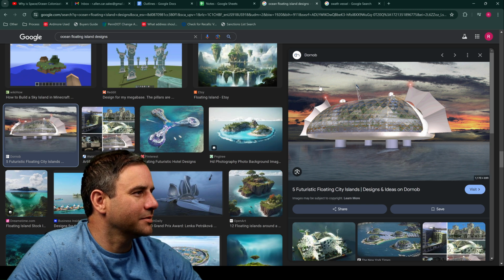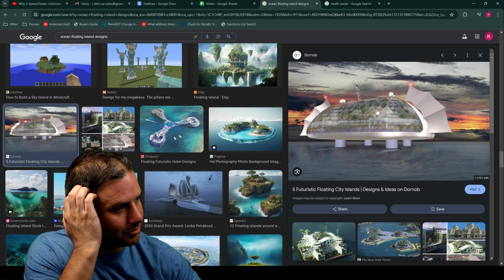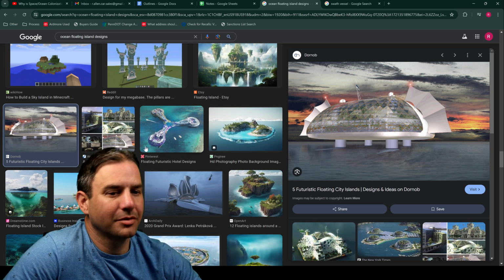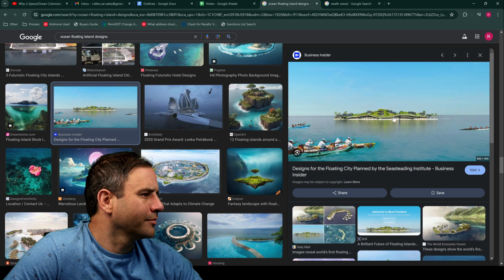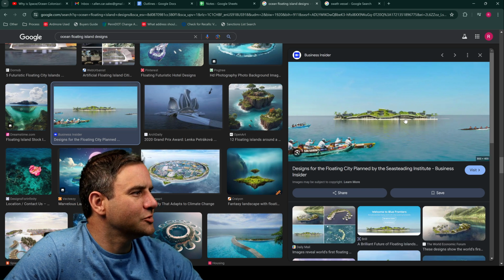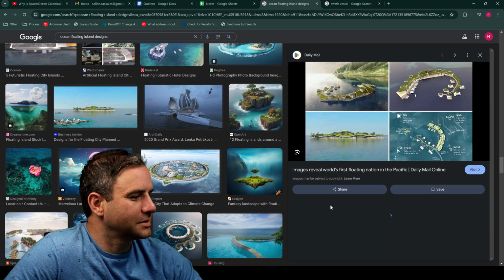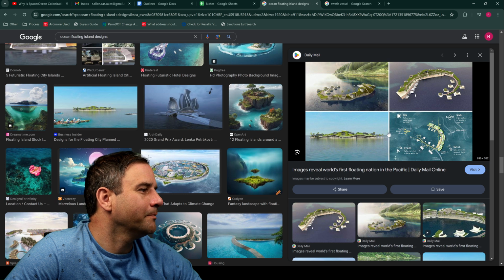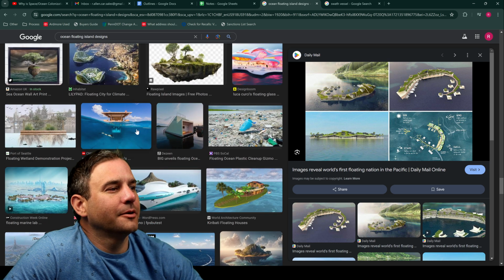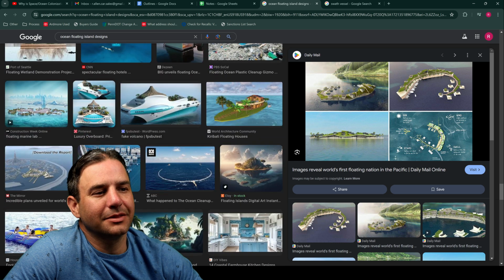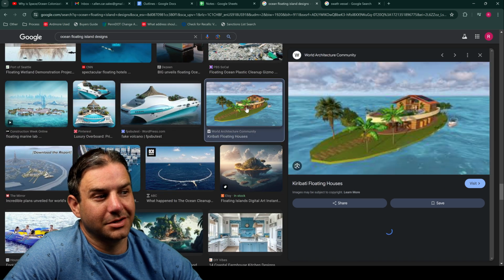Just looking to see how this 3D model was built. Yeah, pretty cool. All right, so what's this one? Oh, this is that old Polynesian island concept. Unfortunately, the Polynesians canceled it on them. Yeah, the Polynesians didn't like the Polynesian Floating Island Project.